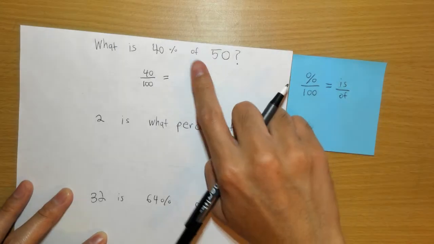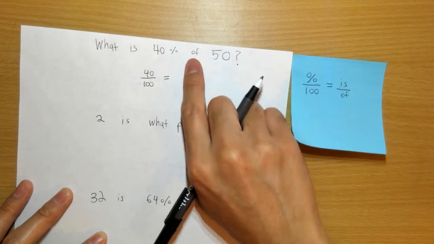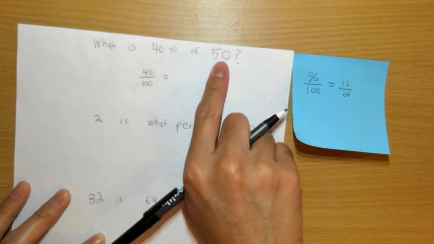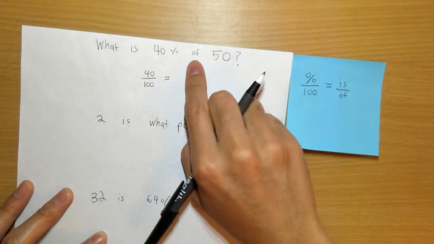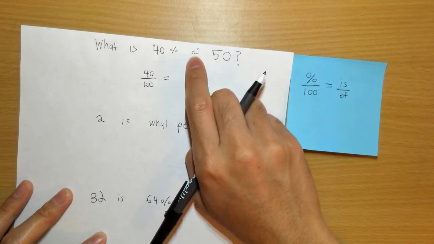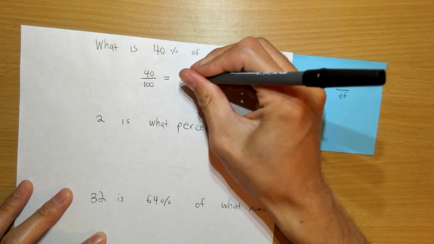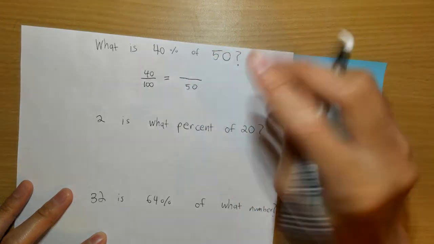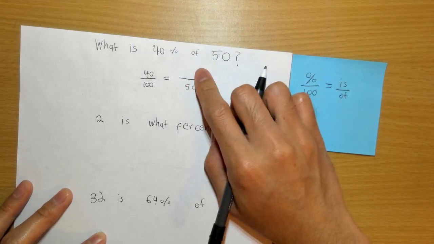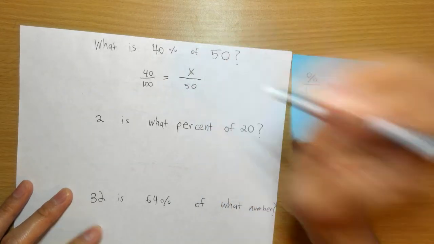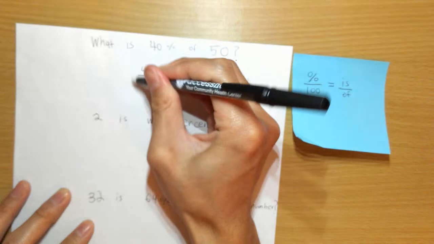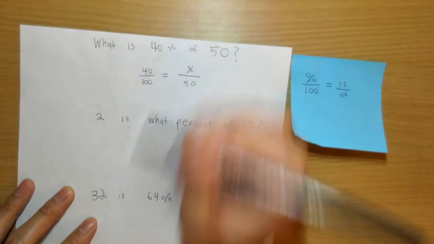It gave me my whole. What is 40% of 50? That's my whole. And I knew that because, well, I'm the teacher, and number 2, it was indicated by this of. I don't know what my part is, or in this case, my is. So I'm going to represent it with an x, and I need to find out what that x equals. This is your proportion. That's when two fractions equal each other.